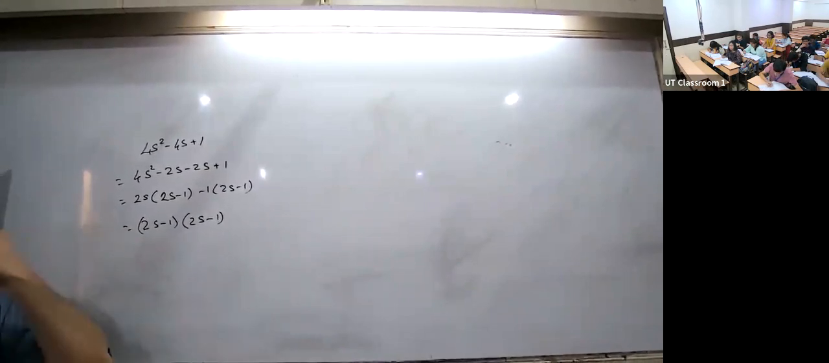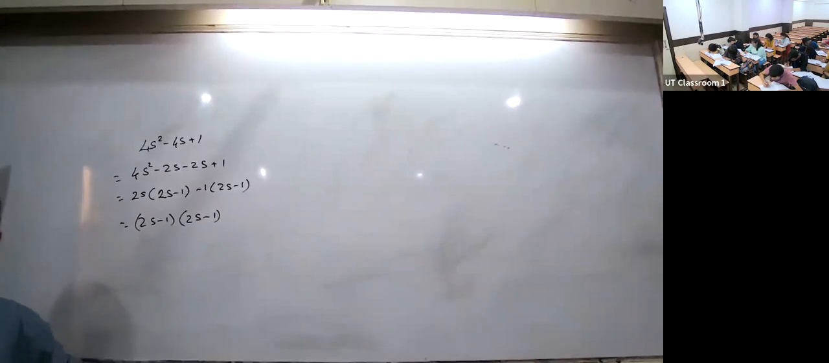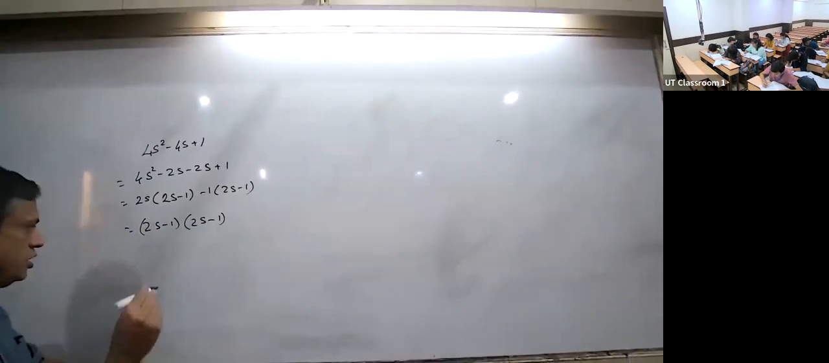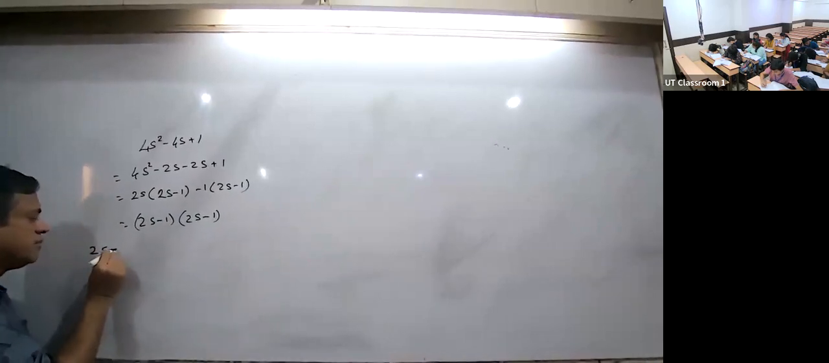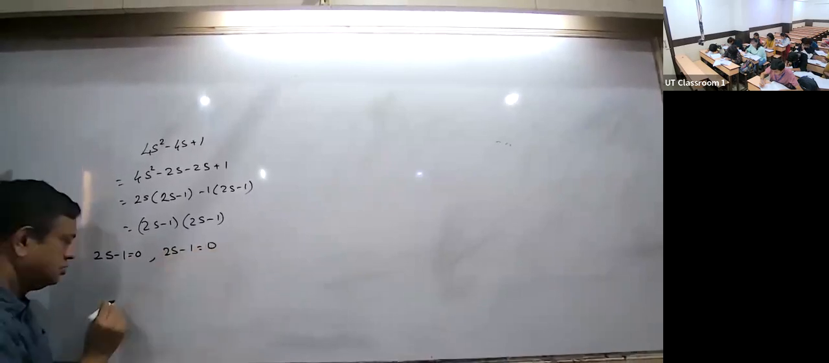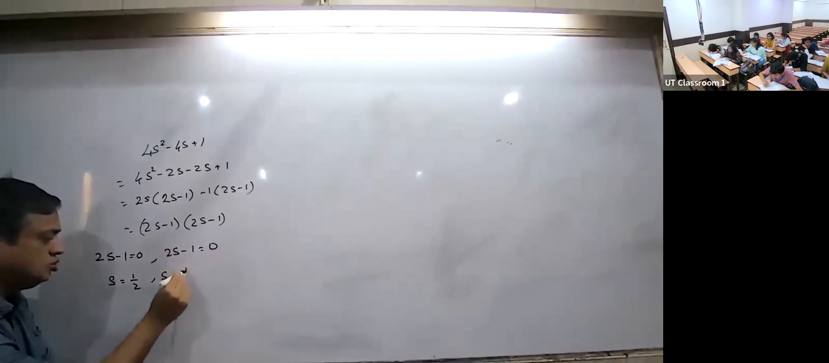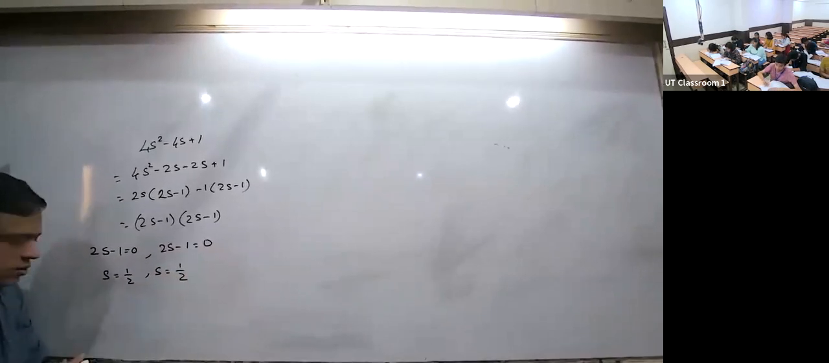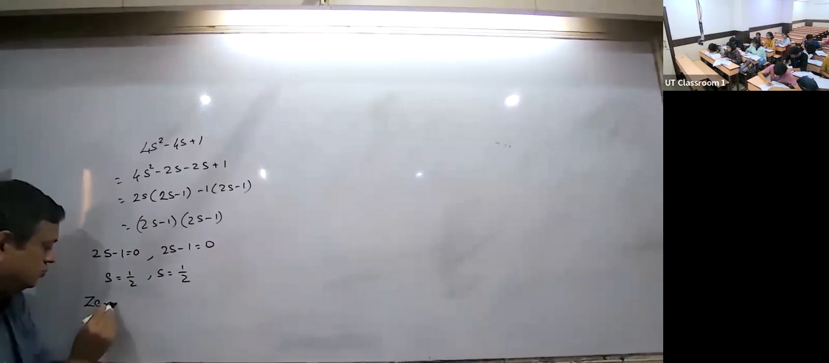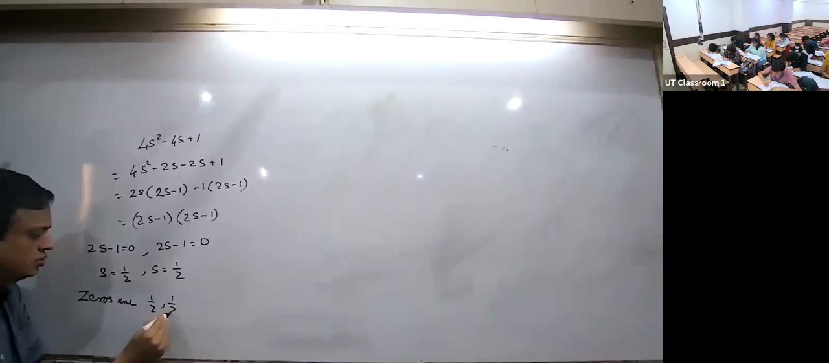So after writing this one, now below write: the zeros are obtained by taking 2s minus 1 equal to 0, comma, 2s minus 1 equal to 0. That is s is equal to 1 by 2, comma, s is equal to the same 1 by 2. Repeat the term. Therefore, zeros are 1 by 2, comma, 1 by 2.